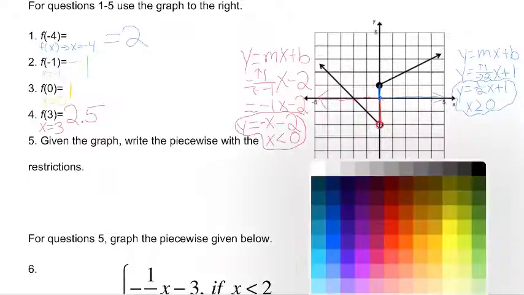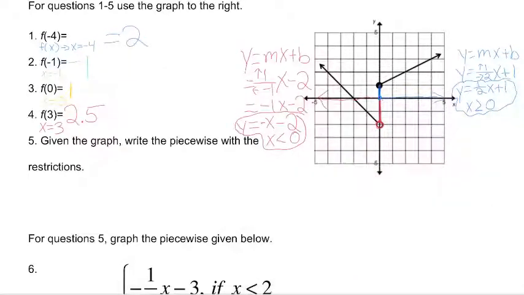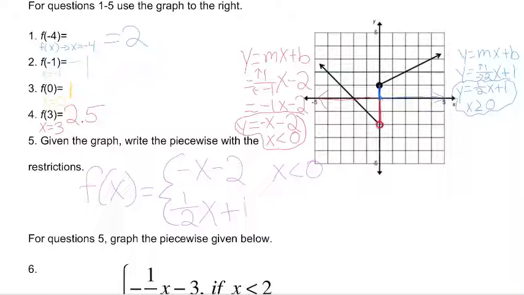So we'll have to come in here and say f of x. You could put y, that's fine, equals our little squiggly negative x minus 2 with the restriction of x is less than 0. Then we have 1/2 x plus 1, where x is greater than or equal to 0. And there's your piecewise for number 5.